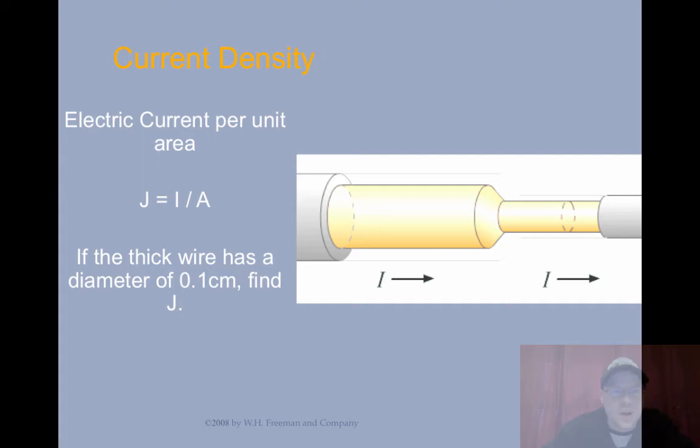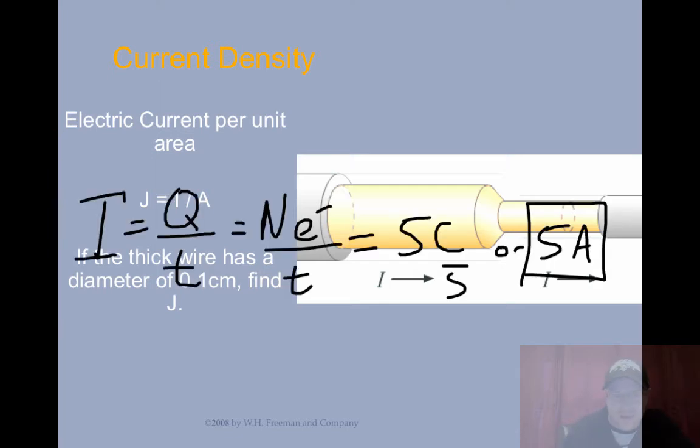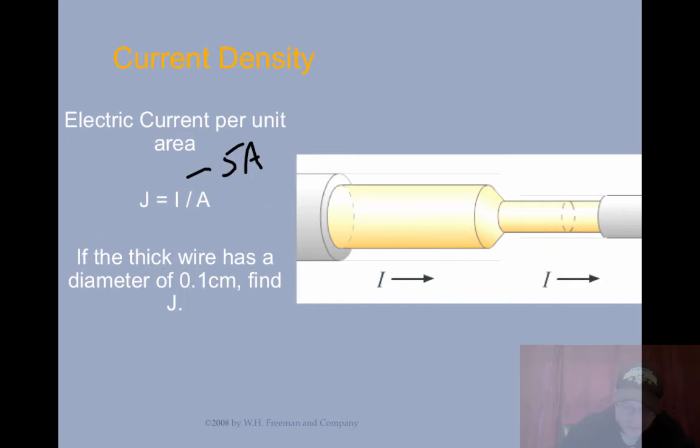Looking at the next, current per unit area, or current density. The current density, unfortunately, is called J. J is the amount of current passing through a particular area. So if I wanted to find the current density for a 0.1 diameter wire, let's solve for the J. I know that there's 5 amps of current. When we're looking at a wire here, all we need is the area of this front part here. And the area of that is just pi r squared.